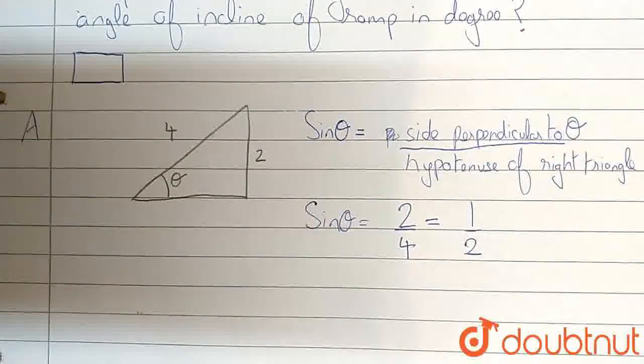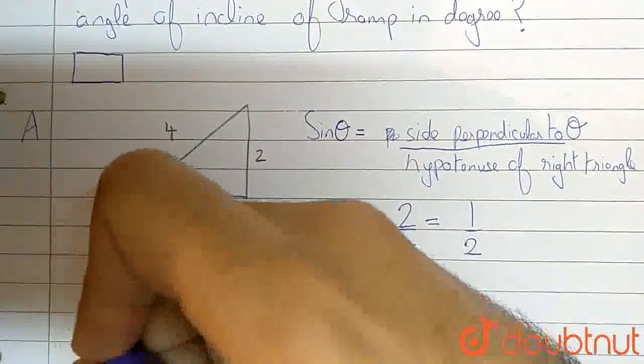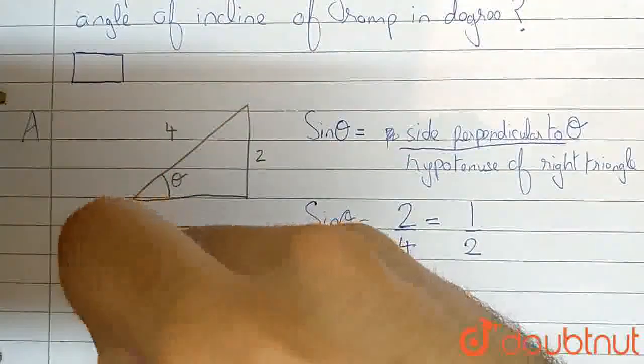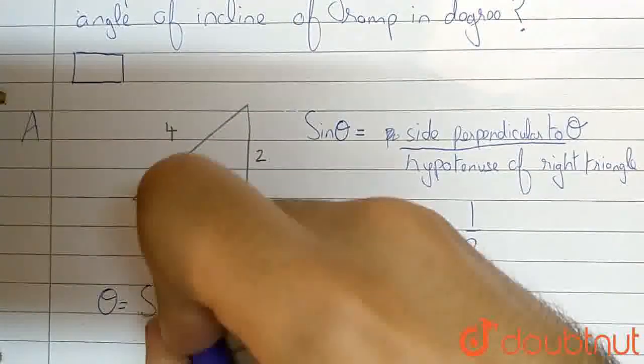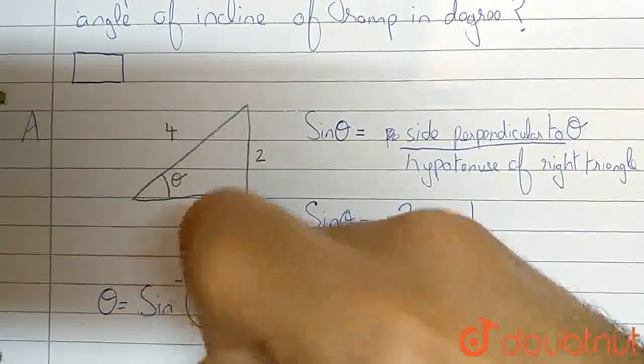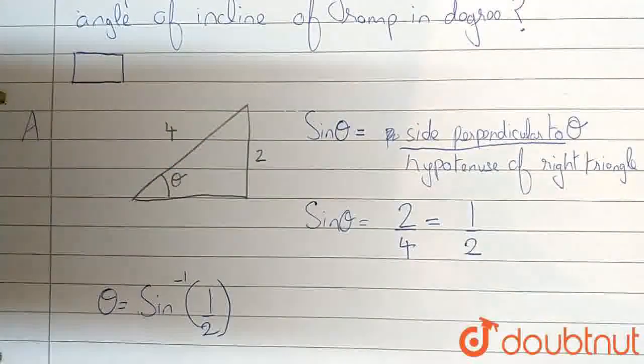Now that we know that sine theta is equal to 1 by 2, we can find the value of theta either by doing sine inverse 1 by 2, and we can do this on a scientific calculator, but make sure to change the angles in the calculator to degrees and not keep it at radians.